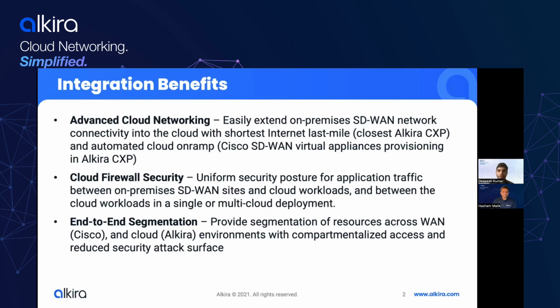The other advantage is the cloud firewall security. When these instances are created, any traffic which is coming from the SD-WAN network and is destined for the cloud workloads can be inspected by the security services or firewall services that we are creating within the Alkira Cloud Exchange point. So any north-south traffic can be inspected. And similarly, if the customer is connecting all their cloud workloads to the Alkira Cloud Exchange point, the east-west traffic can also be inspected through the Alkira firewall services that are created.